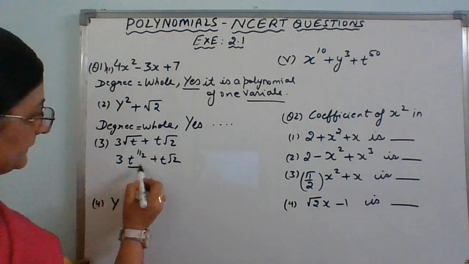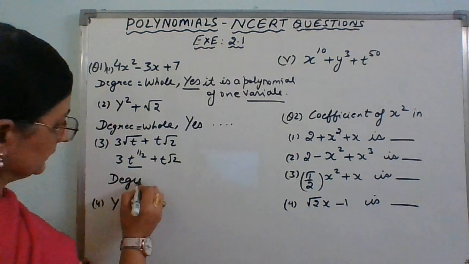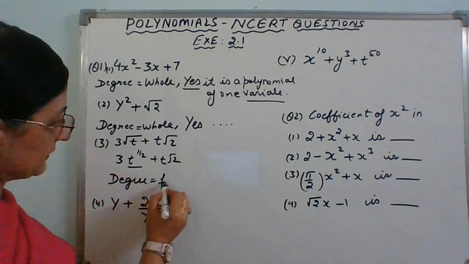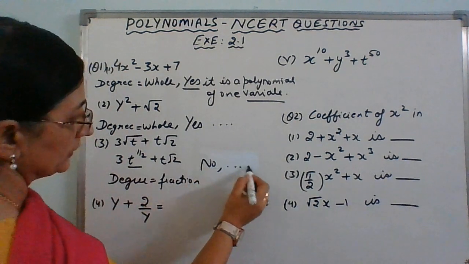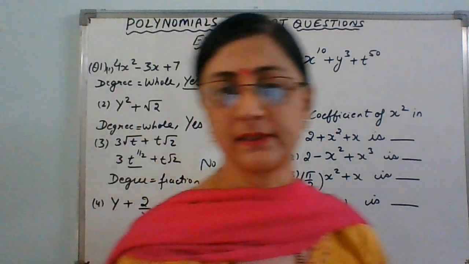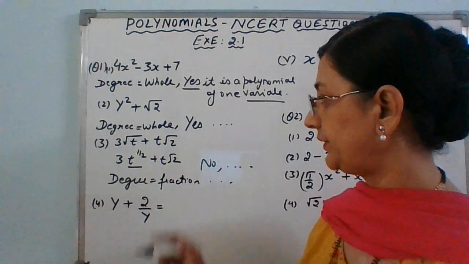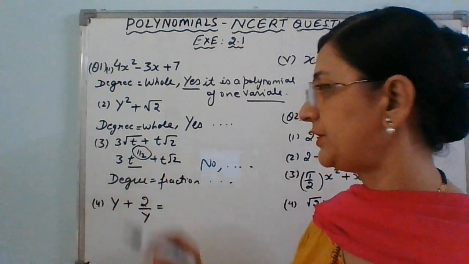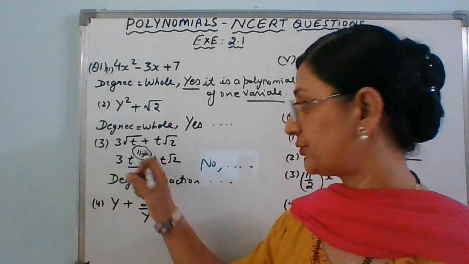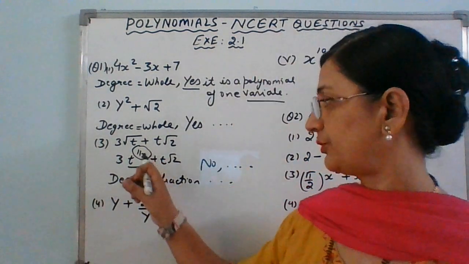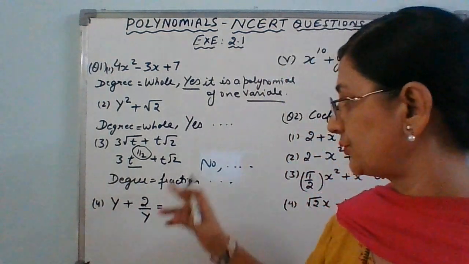Here the degree is not a whole number. The degree here is a fraction, so no, it is not a polynomial. You can continue that line: no, it is not a polynomial because of this degree. The degree should be a whole number, 0, 1, 2, 3 and positive numbers. There should not be a negative power, and there should not be a fraction power.